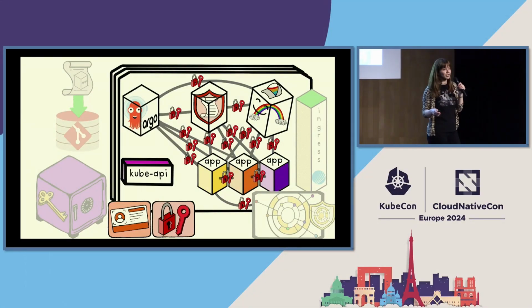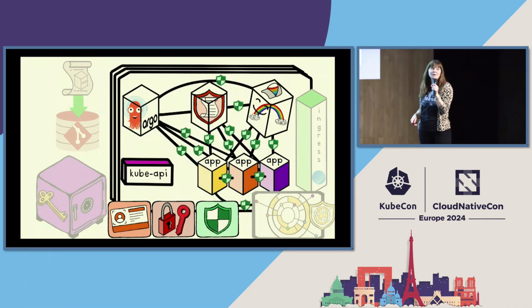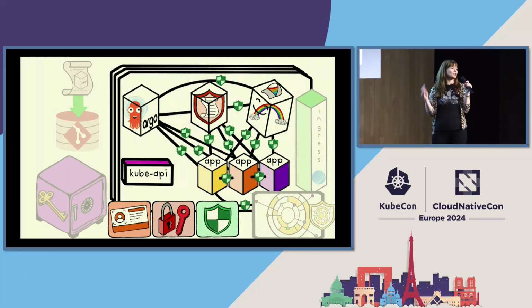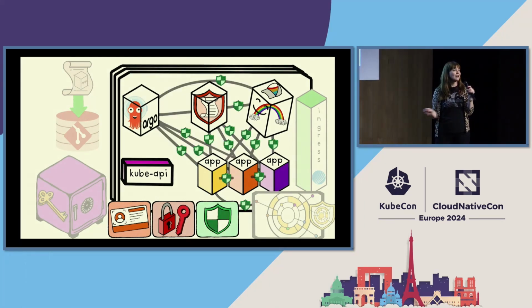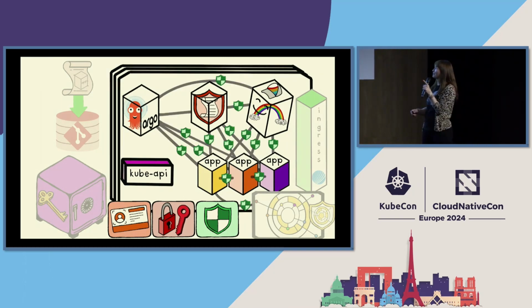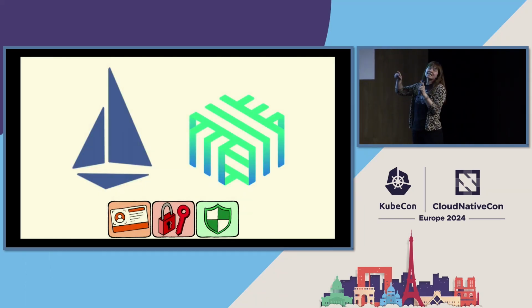We need to encrypt the connections between the pods. And then finally, we need policy. So pods that shouldn't be able to talk to one another shouldn't be able to talk to one another. Don't let them. And Istio and Linkerd both do this in a similar way, in a service mesh way.